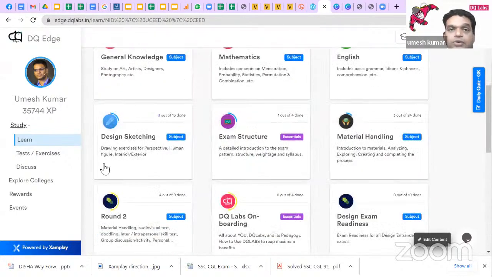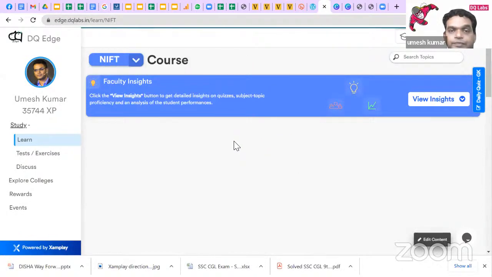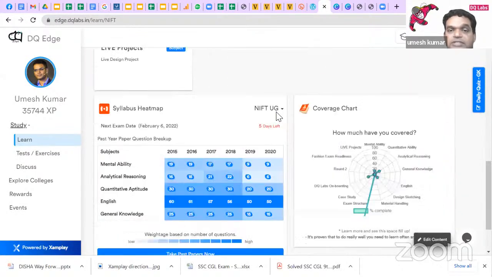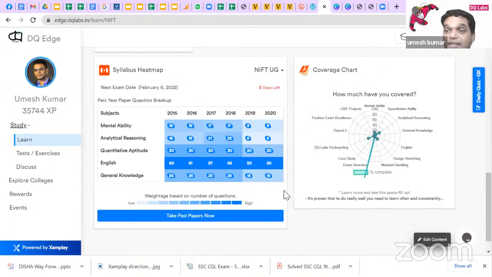So similarly, you can go to NIFT and scroll down and see what is the pattern and what is consistent in English, right? So this is the first way of understanding the syllabus. Now, the syllabus they give is very wide and very vague, but when you quantify it in this fashion, then you can understand. That is step one.